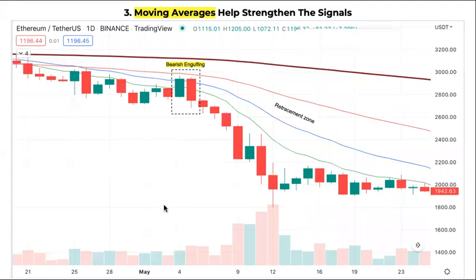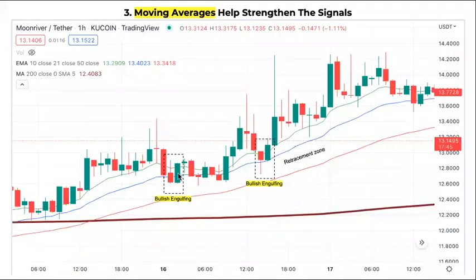So how do we do that? Very simple. Wait for the price to go into the retracement zone, look for a bearish engulfing pattern, and then short. Like this example, open a short position at this retracement zone. Or long, if it's an uptrend: wait for the price to come down to the retracement zone, look for a bullish engulfing pattern, and then open a long position. Over here, you can do that. Over here, if you want to, you can do that.